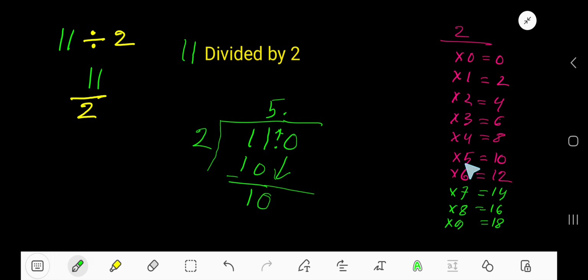2 goes into 10 how many times? 5 times. 5 times 2 is 10. Subtract: 0. So our answer is 5.5.